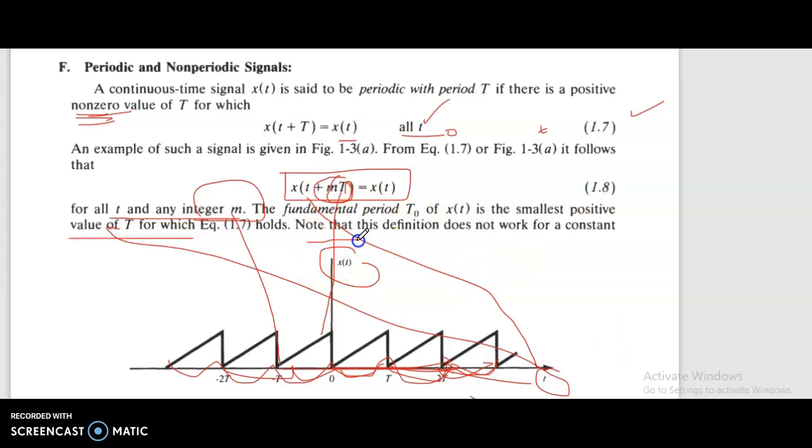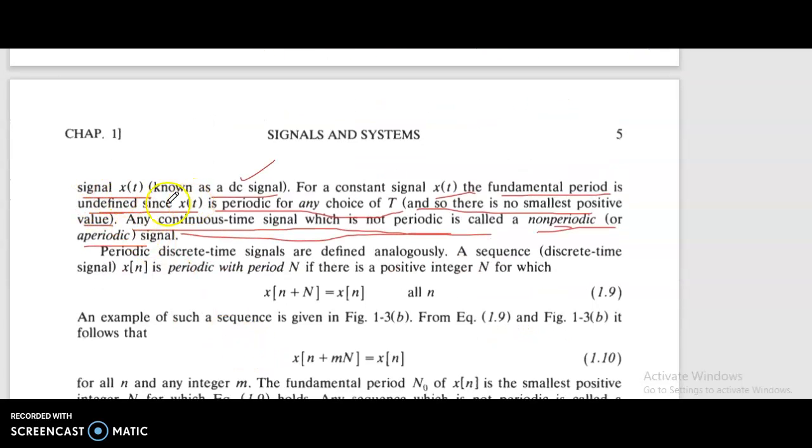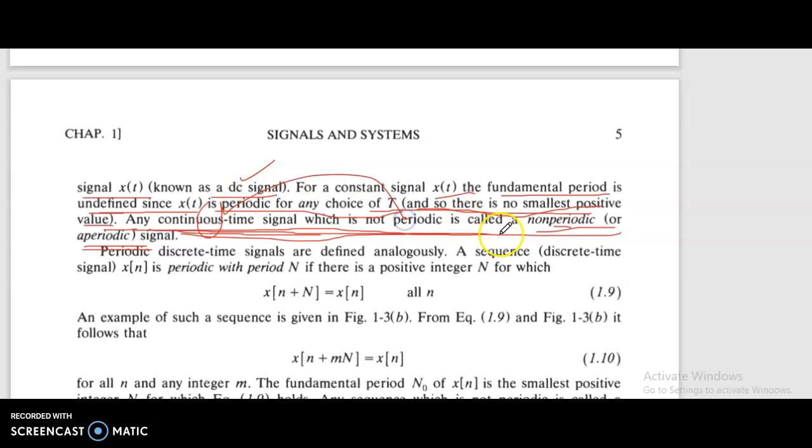Note that this definition does not work for a constant. Constant means DC, that is why x of t is known as a DC signal. For a constant signal x of t, the fundamental period is undefined, since x of t is periodic for any choice of T, and so there is no smallest positive value. Any continuous time signal which is not periodic is called non-periodic or aperiodic signal.